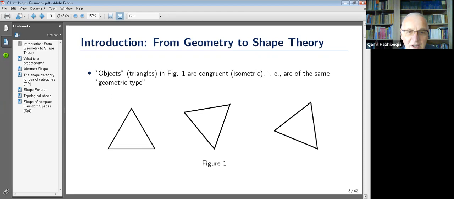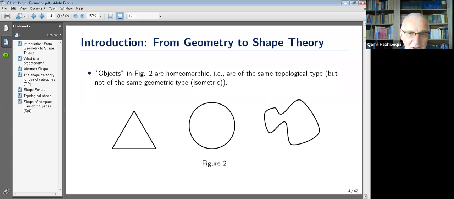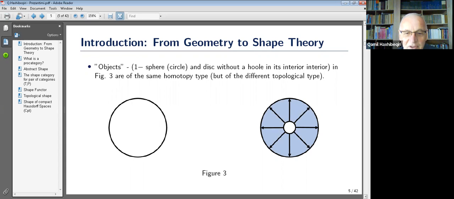Objects, in this case triangles in figure one, are congruent. Since congruent figures in geometry are considered as being of the same geometric type, we can say that these objects are of the same geometric type. Objects in figure two are homeomorphic. That is, they are of the same topological type, but are not of the same geometric type. Objects in figure three, the circle and the disk without a hole in its interior, are of the same homotopy type, but they are not homeomorphic. That is, they are not of the same topological type.